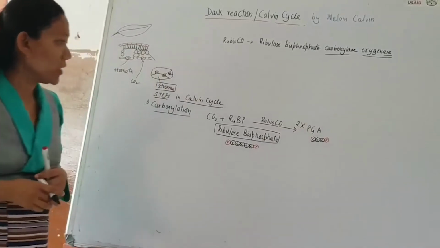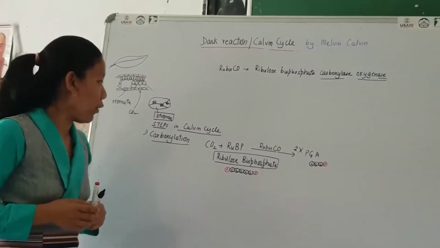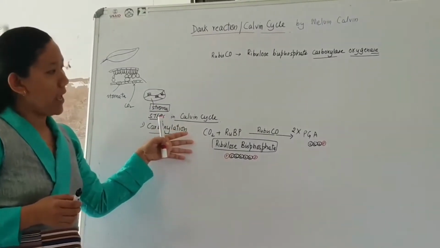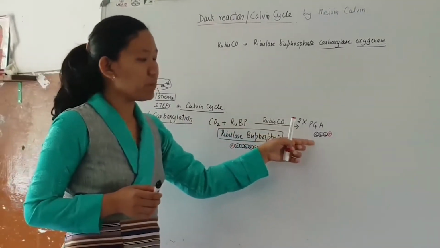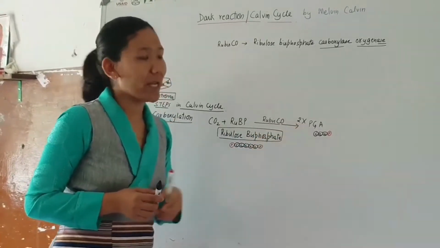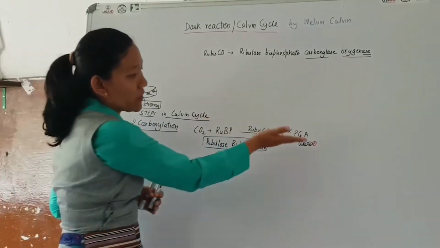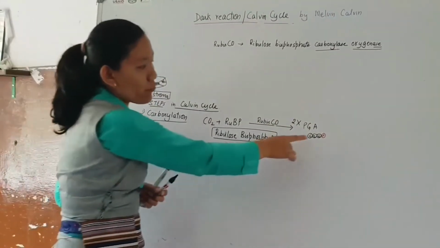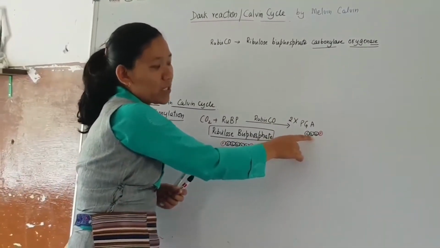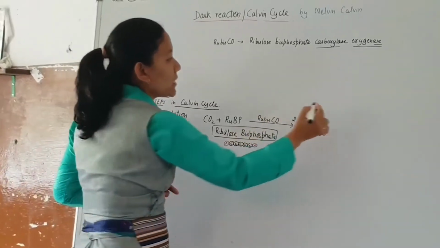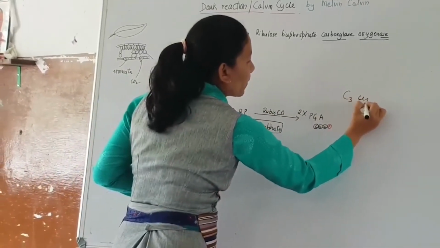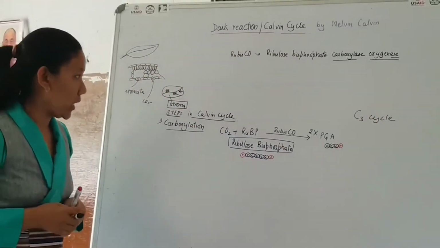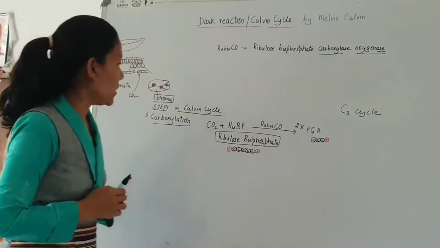So this is the very first step of Calvin cycle, where the carbon dioxide is fixed and the first stable product formed is PGA, phosphoglyceric acid. And since the first stable compound formed during this reaction has 3 carbons, we call it the C3 cycle, or C3 pathway.